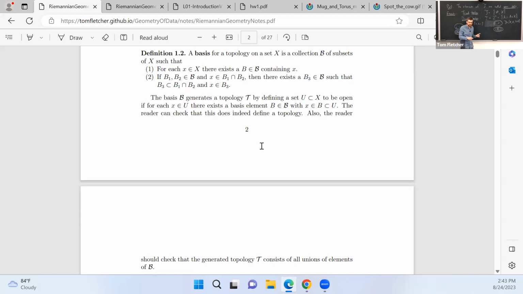Before we do any more examples, I'm going to give one more definition that helps us build topologies from building blocks, which makes it a little easier to define topologies. This definition is something called a basis. A basis for a topology is usually denoted with, again, script B.